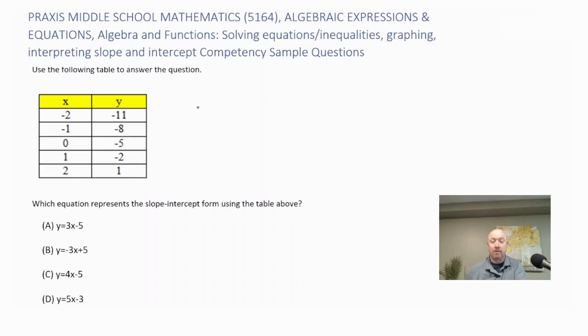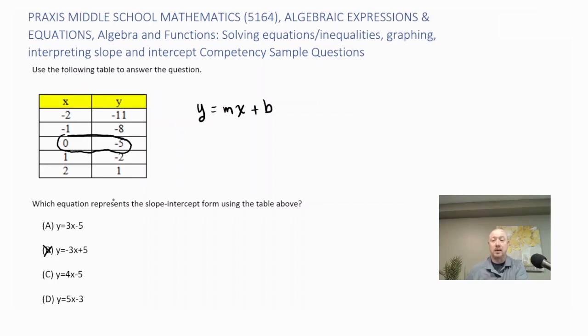So slope-intercept form is y equals mx plus b, where m represents our slope and b represents our y-intercept. The first thing I notice is they give us the y-intercept from the table. When x equals 0, the y value is negative 5. So that means I can eliminate choice B because they have positive 5 instead of negative 5.